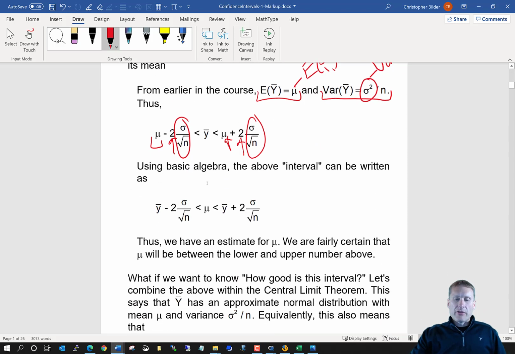And if we do a little bit of algebra, look what happens. We can now put mu in the middle. So now what we have is, you could say, maybe some kind of interval estimate of mu. And so we go out and take a sample, get y bar, and now we have this kind of interval estimate of mu. Well, how good is this interval though? Well, what we could do is combine information that we know from the central limit theorem to give us an idea of how good it is.